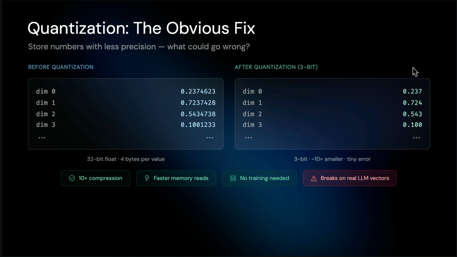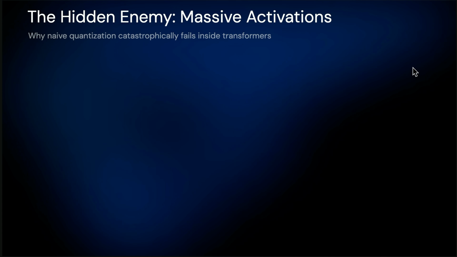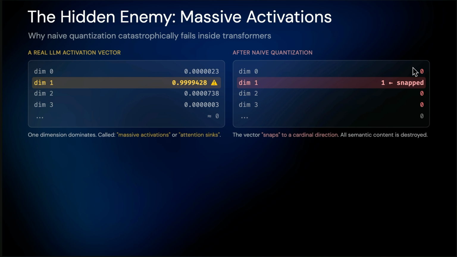But there's a catch here. Real LLM vectors aren't normal. They don't look like this. For example, if you take a look at a real LLM activation vector, you'll see something like this, right? We already saw dimension 0, 1, 2, 3. But in this vector, we see that there is one dimension with a massive activation. This is also called an attention sink. I can attach an article below the video that explains why we see such massive activations. But this scenario is normal in an LLM activation vector.